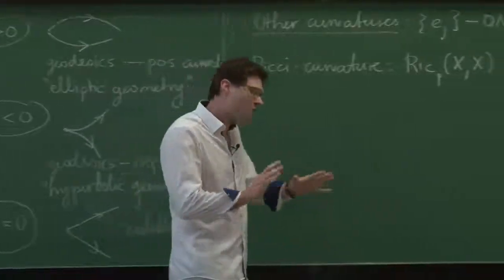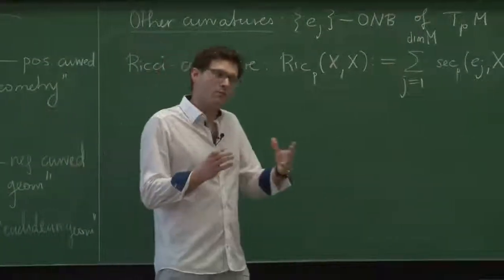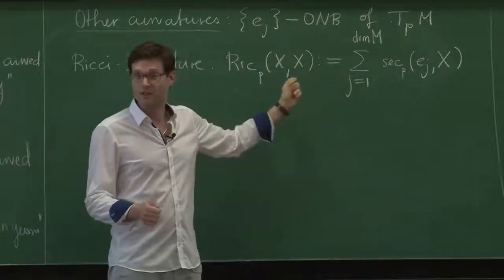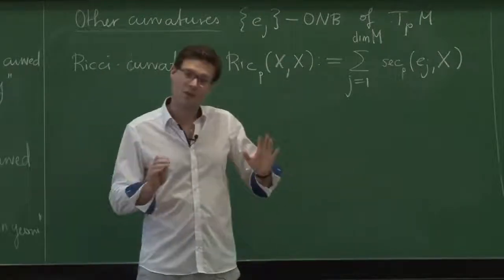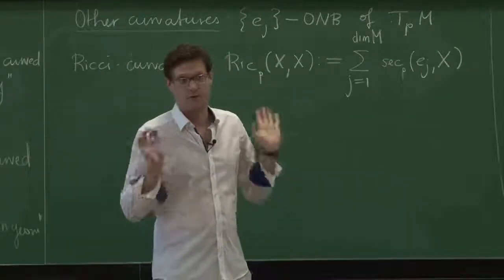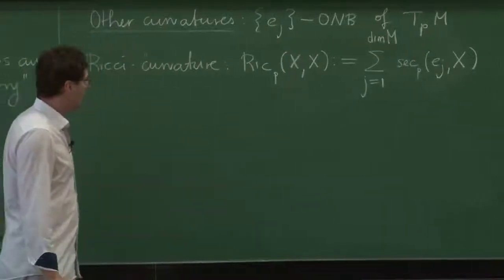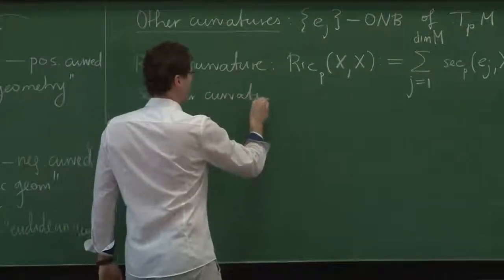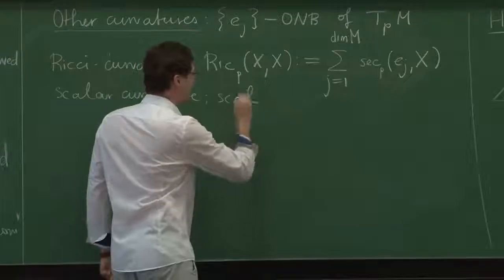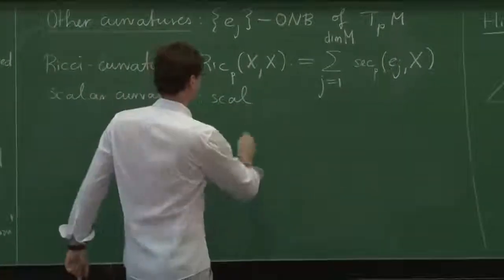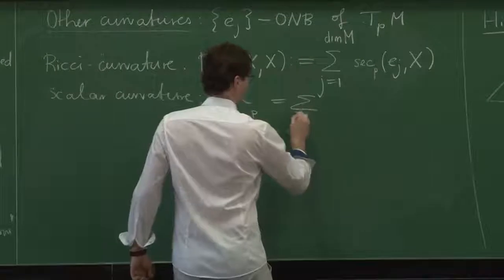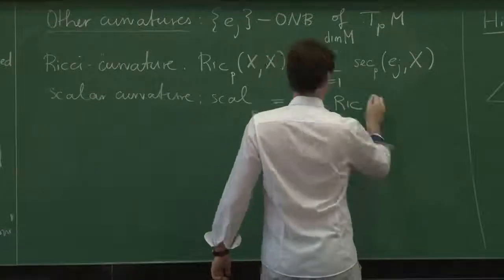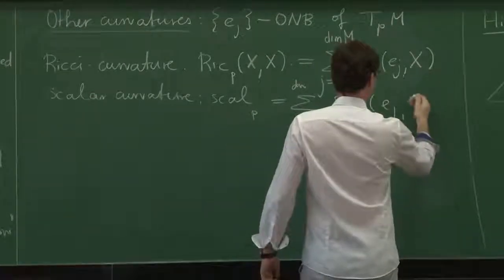I'm cheating a little bit, because the Ricci curvature is a little bit more general. In the Ricci curvature, you can actually plug in different tangent vectors. But I don't want to define this, so I give you only part of the picture. That's fine for the talk, I hope. And then the scalar curvature is again taking the average of the Ricci curvature: the sum over j from 1 to the dimension of Ricci curvature at p of e_j, e_j.